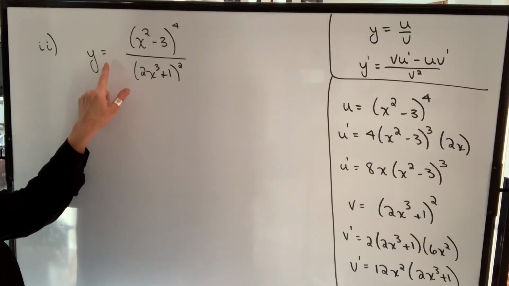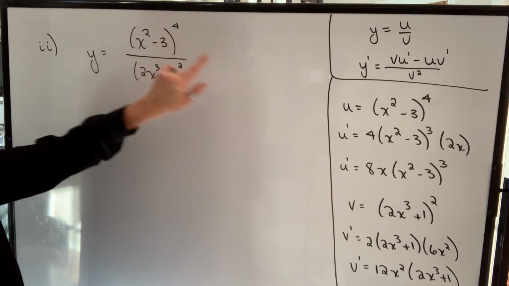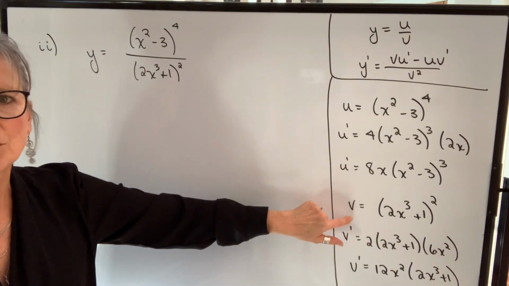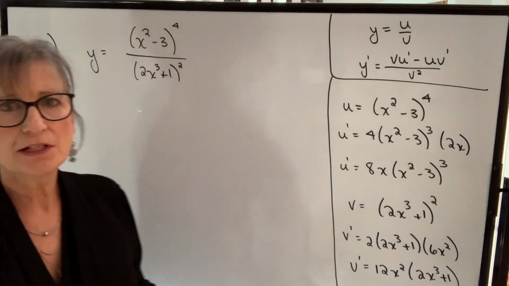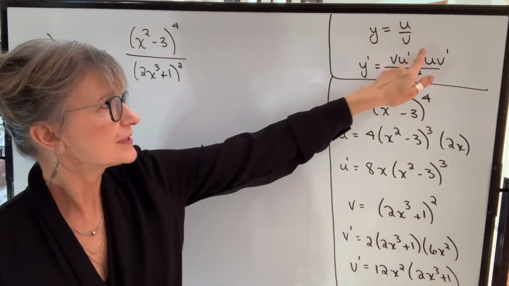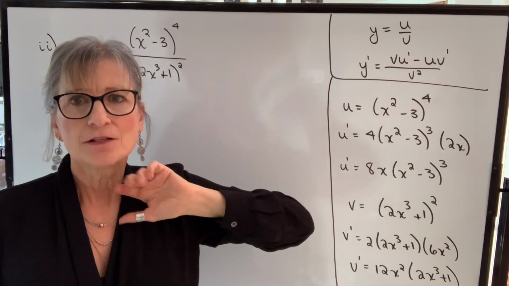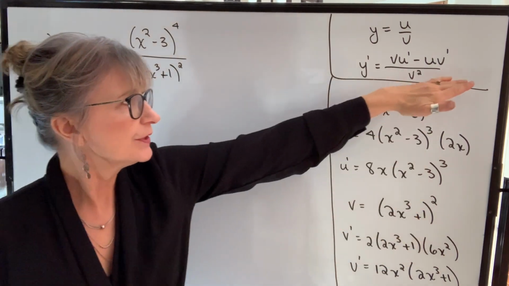In our second example, we have the same functions for u and v as we did in the previous example, but now we have a quotient. So we need to know our quotient rule, which I've stated at the side here. So again, we plug these things into this formula.